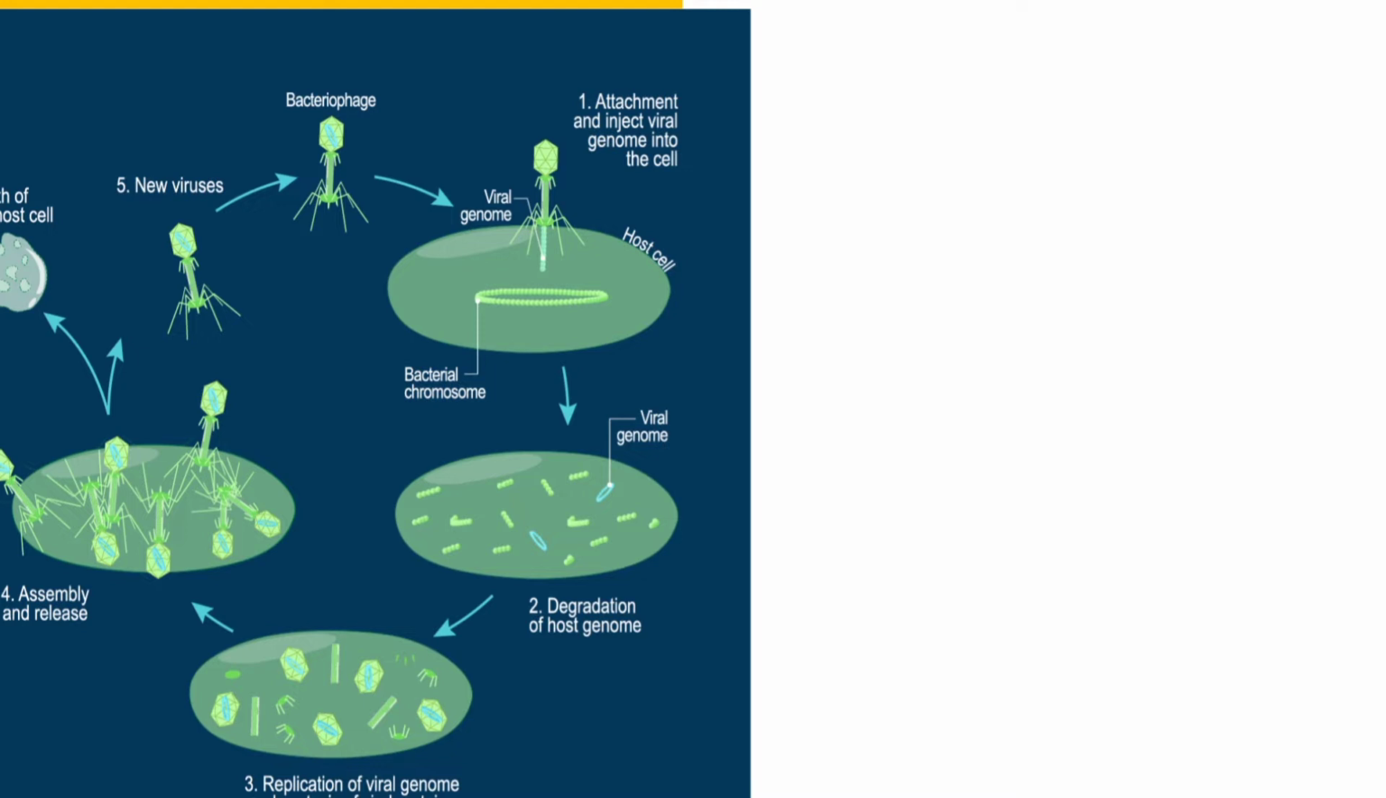So that is the penetration process. It is just injecting its own DNA into the bacterial cell. And then what happens? The viral genome gets multiplied inside the host, and then the replication happens.